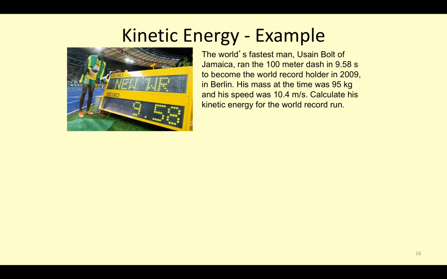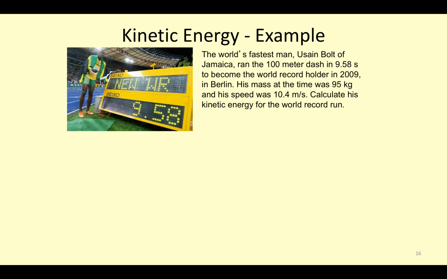The world's fastest human is Usain Bolt. He ran in 9.58 seconds in Berlin, Germany, in 2009. His mass at the time was 95 kilograms. His average speed is 10.4 meters per second. Calculate his kinetic energy for the world record run.